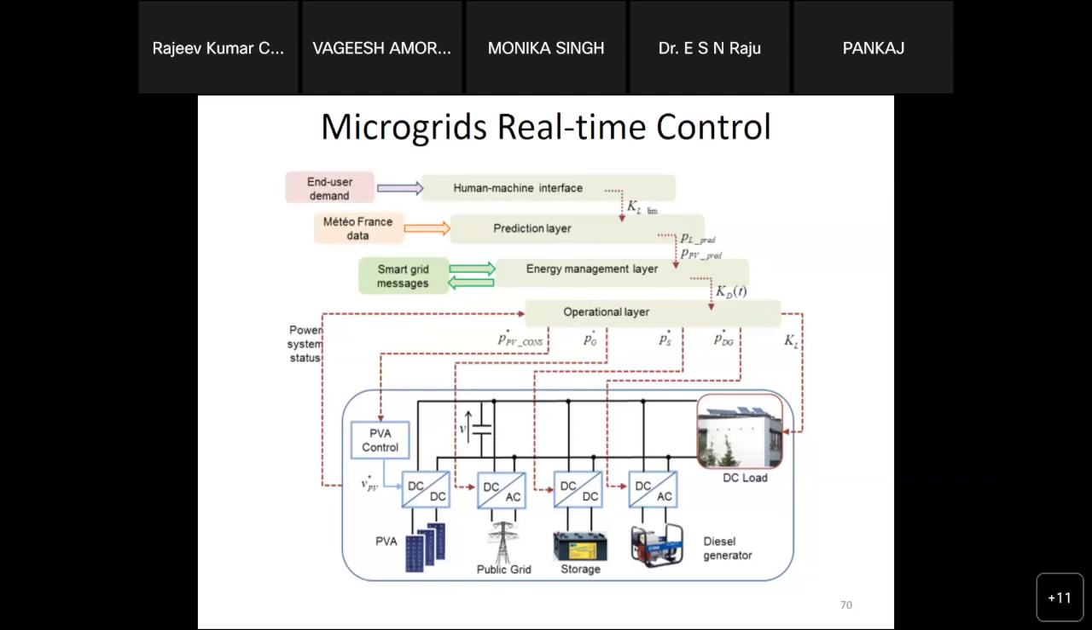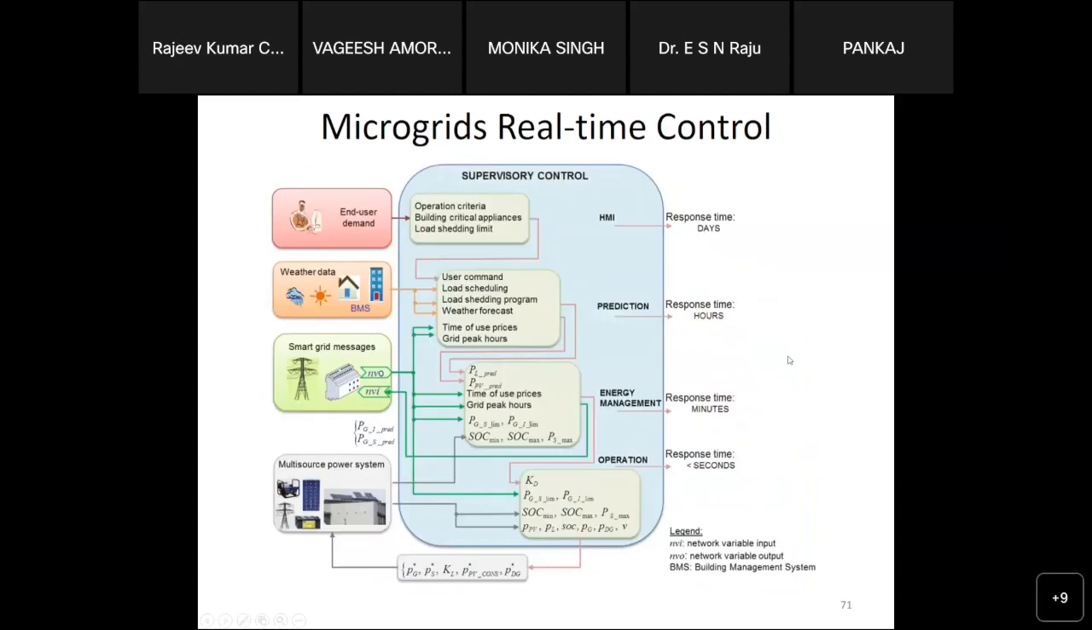So that will provide the PV power prediction and the load prediction, and that will be given to the operation layer. Based on the prediction of the PV power, the prediction of the load, and the prediction of the other generation, we can likewise give the active power reference of the PV, the active power reference of the grid, the active power reference of the storage, the active power reference of the diesel generator, and also what the load constant is, how much load we can maintain. Like that, you will have the real-time control.